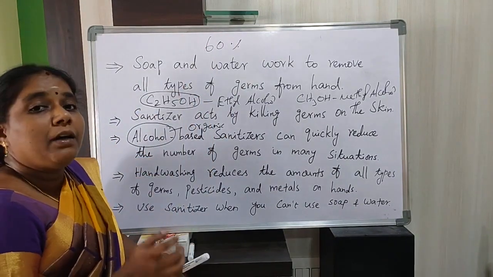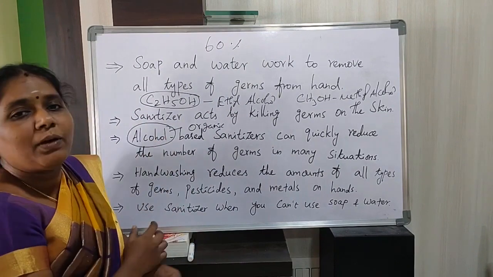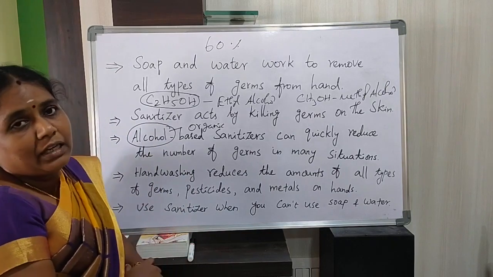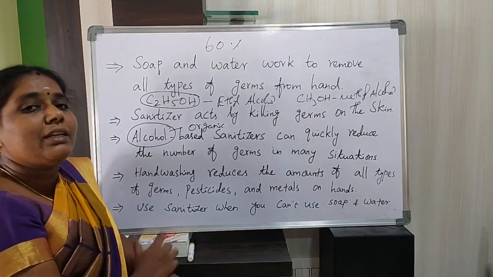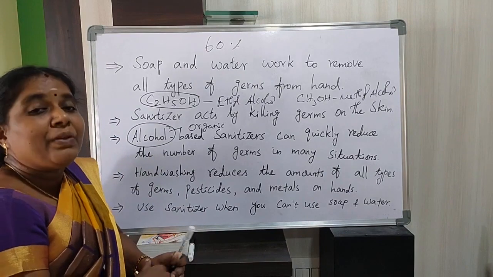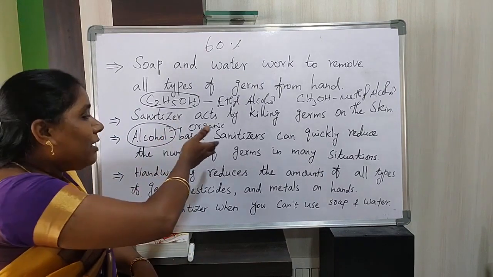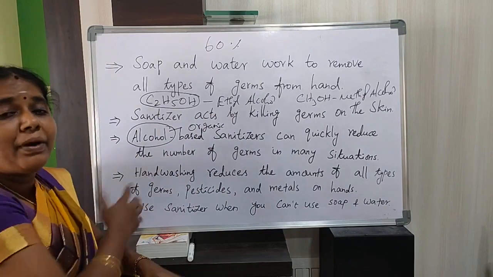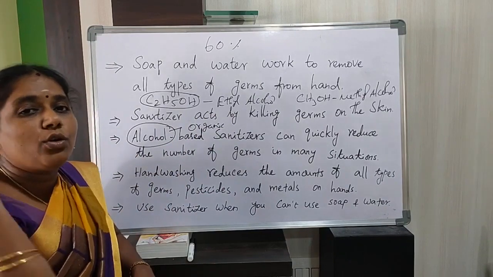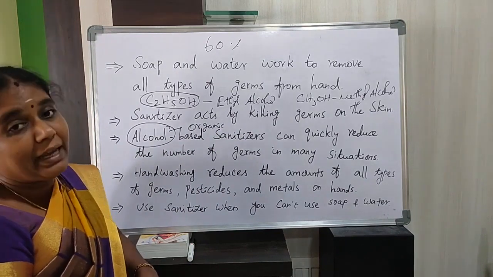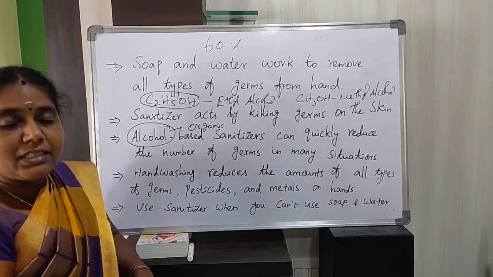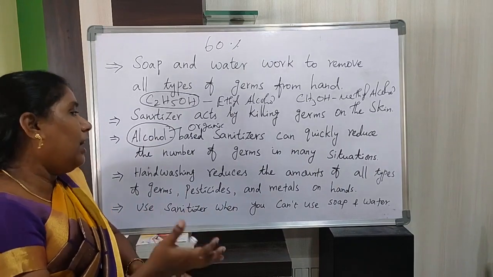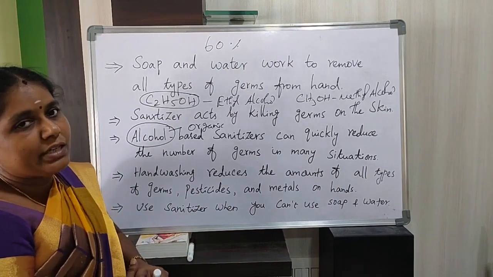You know that generally if we consume alcohol, it is bad for our health. But if we use this alcohol in the form of sanitizer, it will kill germs. Mostly these alcohol based sanitizers can quickly reduce the number of germs in many situations. So nowadays we are using these alcohol based sanitizers. Same like this, most of the soap and water hand washes are also alcohol based.